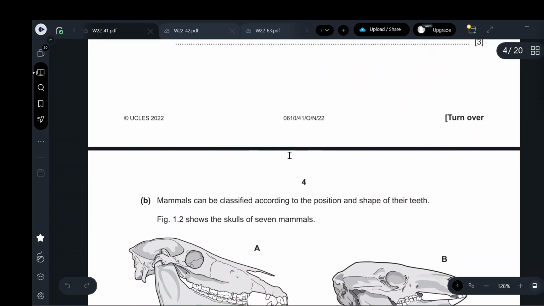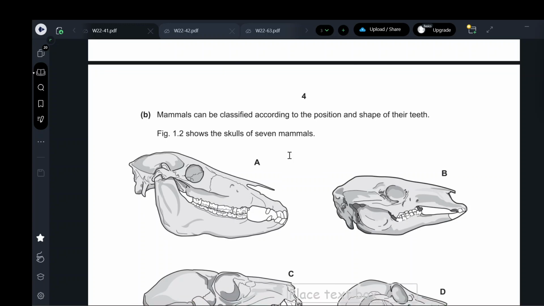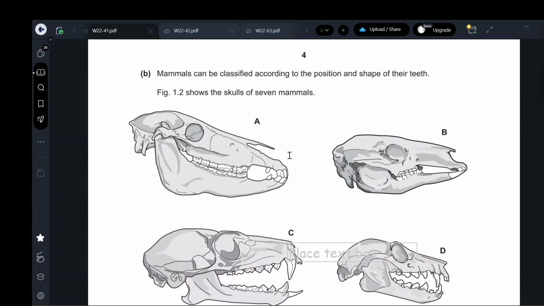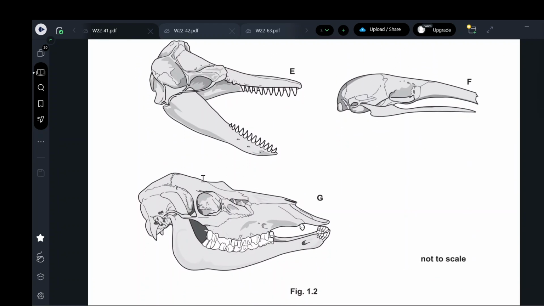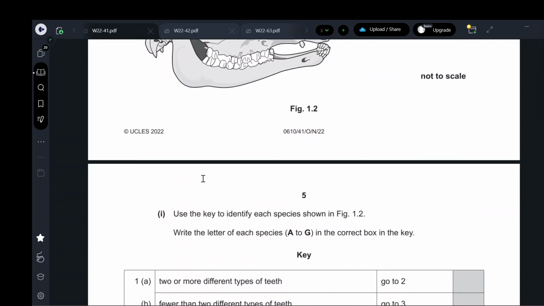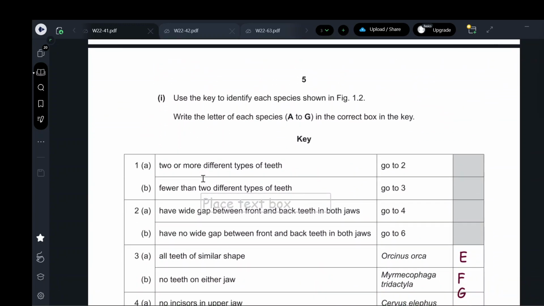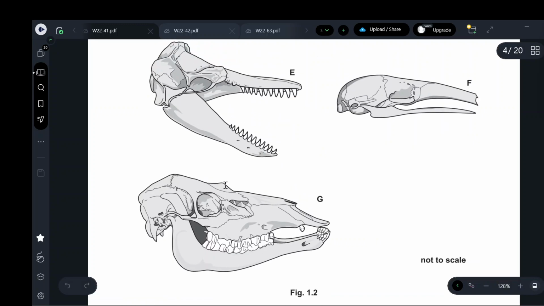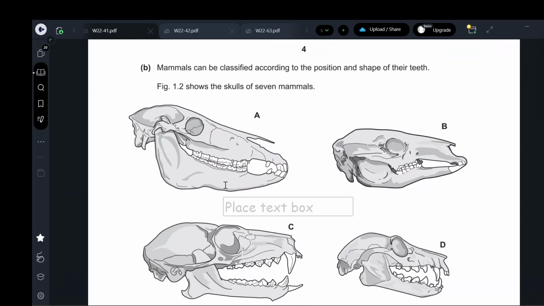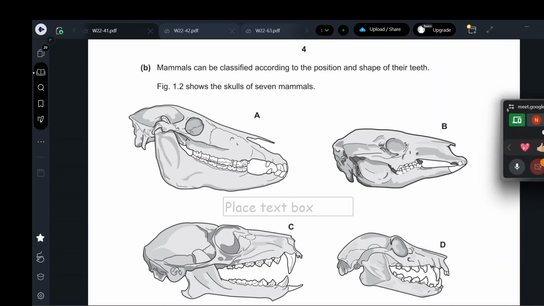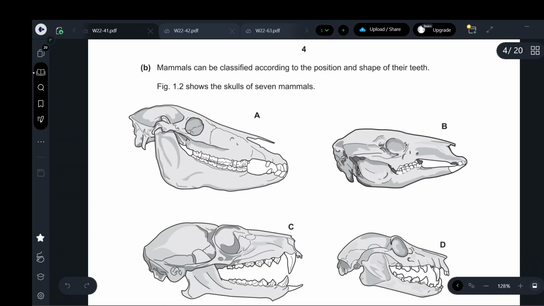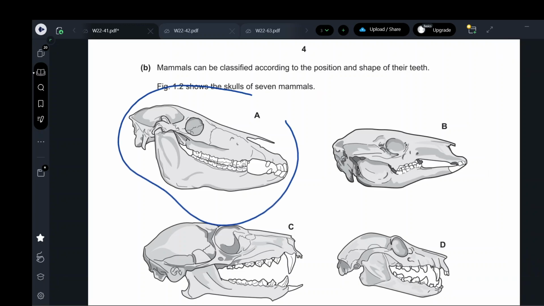Okay, mammals can be classified according to the position and the shape of their teeth. It shows the skulls of seven mammals, and this is the dichotomous key. How do I solve the dichotomous key? I focus on one picture. Let's say we will focus on A, and then I will follow my key.